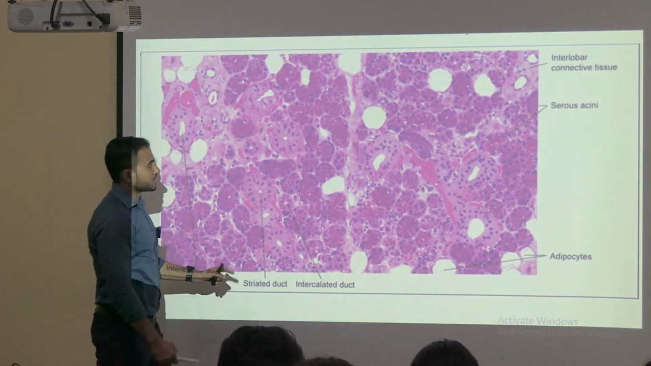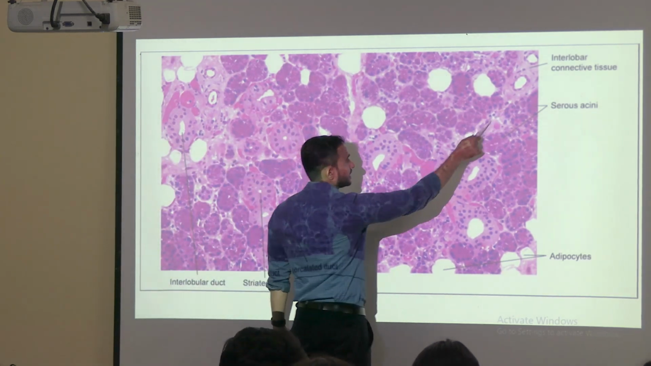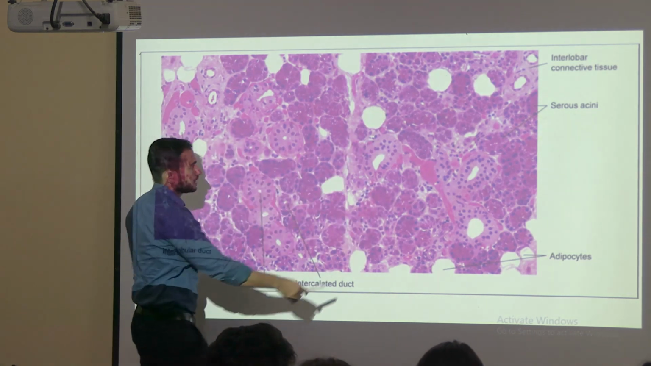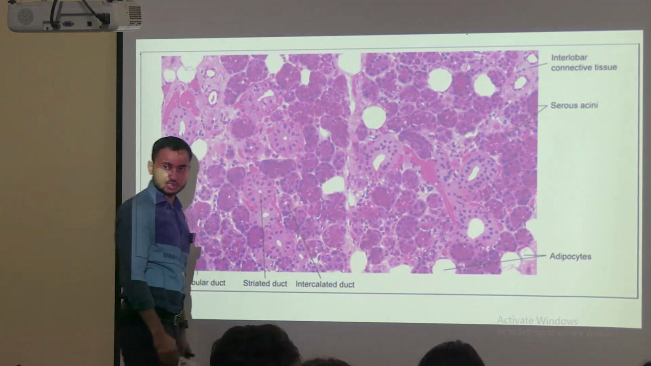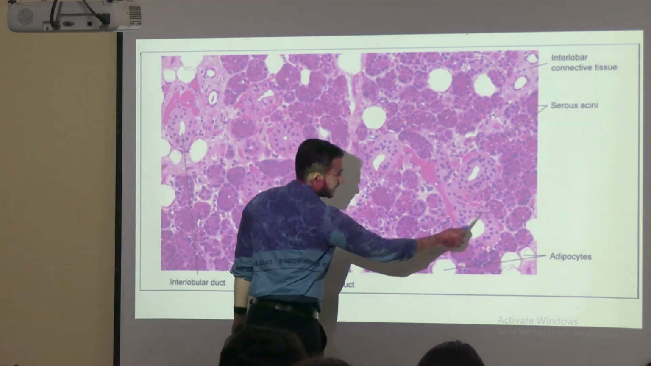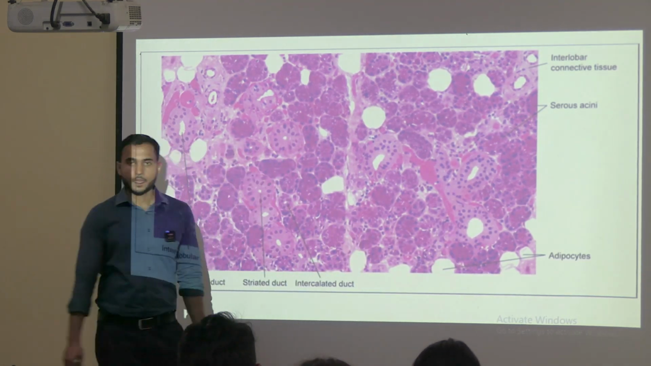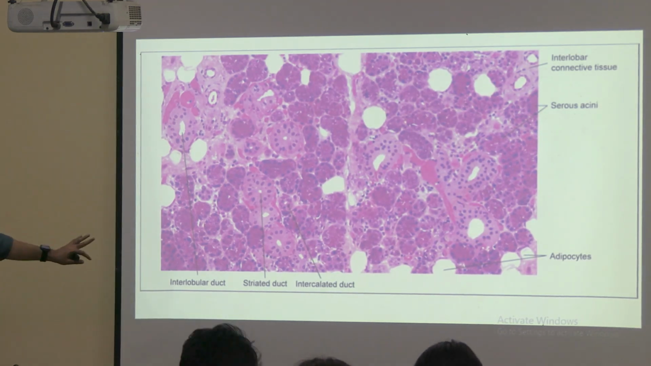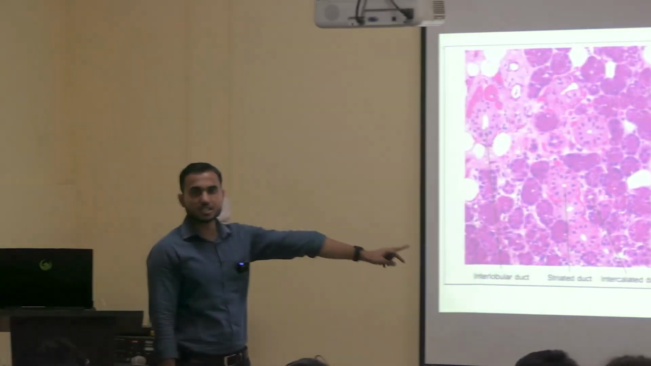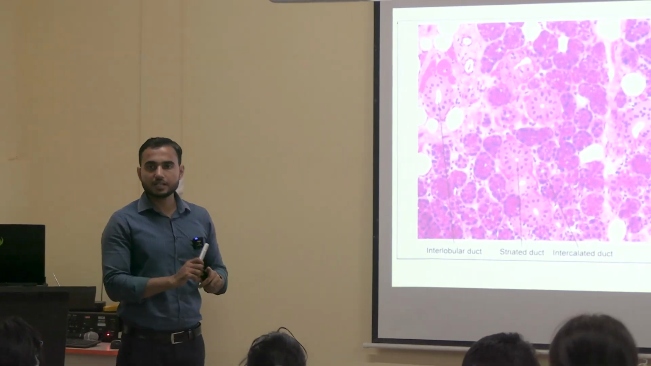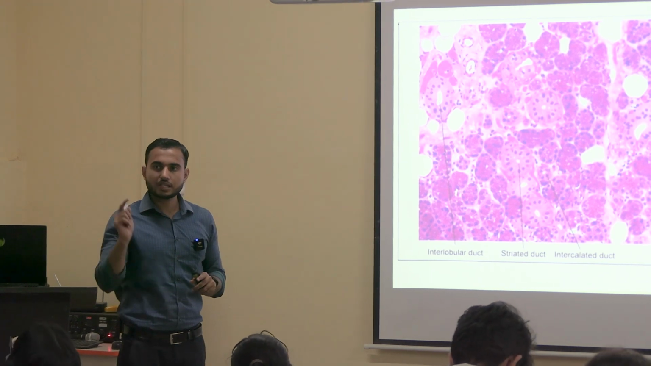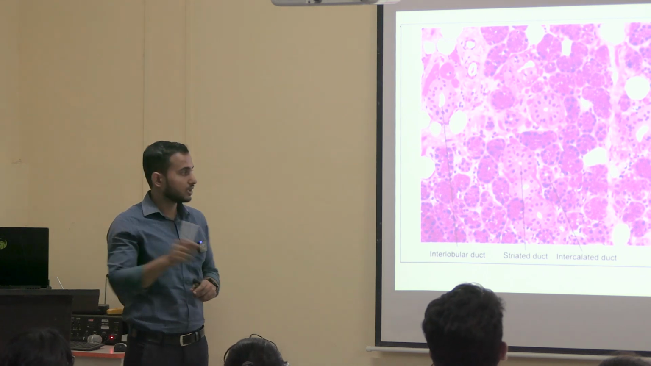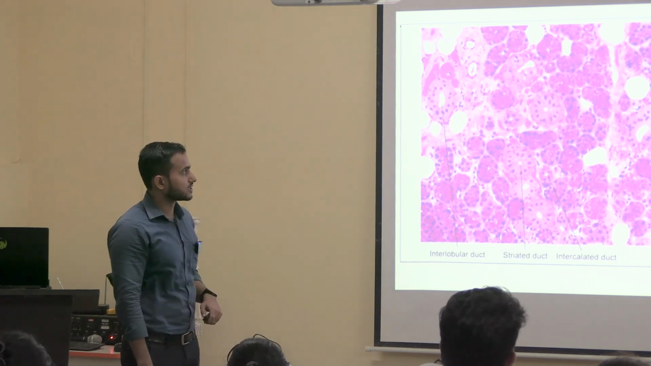Next, the structures coming across like this are the connective tissue septa. Look, this whole thing is connective tissue septa. This is also connective tissue septa. Next you can see this is also a duct. Now, since this is under low magnification, it is very difficult to see the striations. But intercalated and striated ducts can be identified. The intercalated duct will have a small diameter. In the case of the striated duct, the diameter is larger.